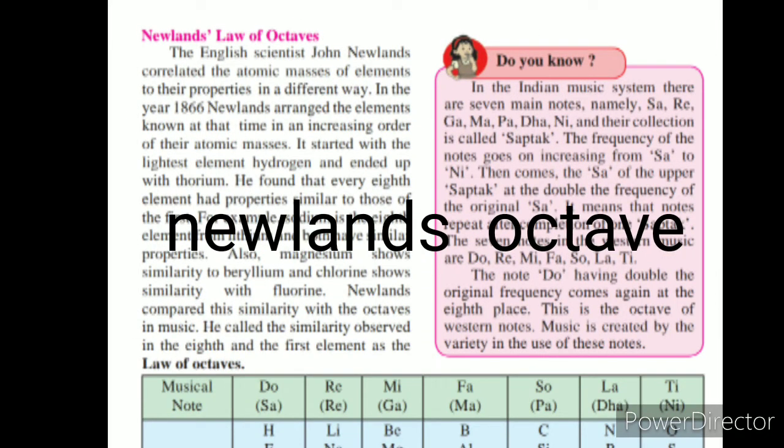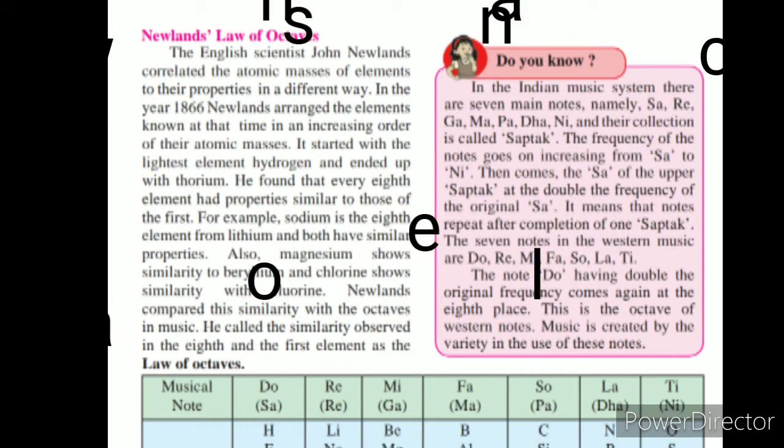Another law is Newlands' Law of Octaves. English scientist John Newlands correlated the atomic masses of the elements to their properties in different ways in the year 1866. Newlands arranged the elements known at that time in increasing order of their atomic masses. He found that every eighth element had properties similar to those of the first.